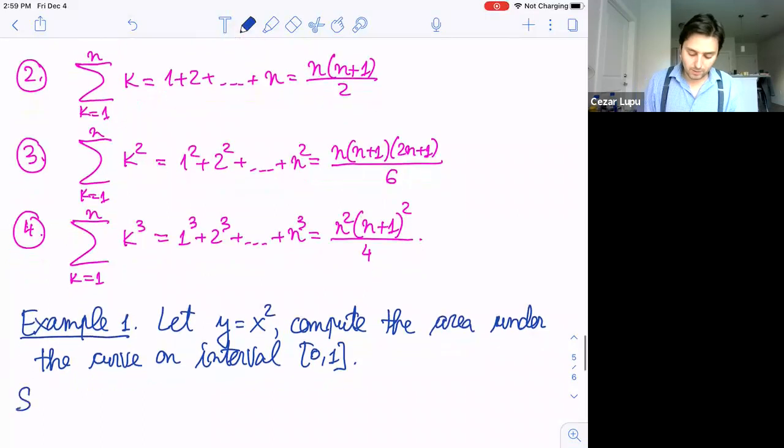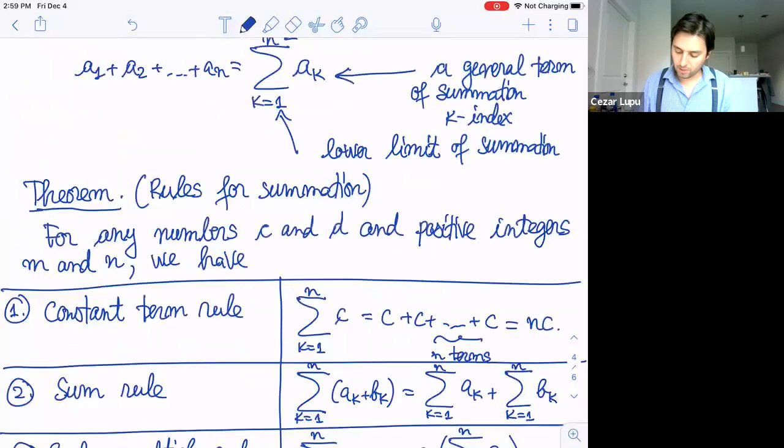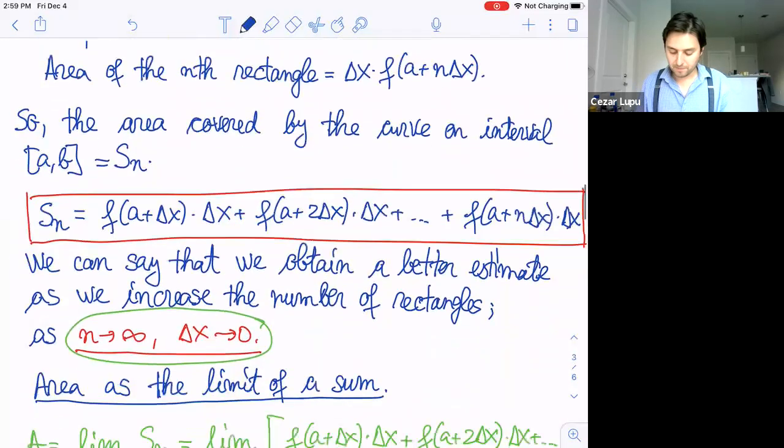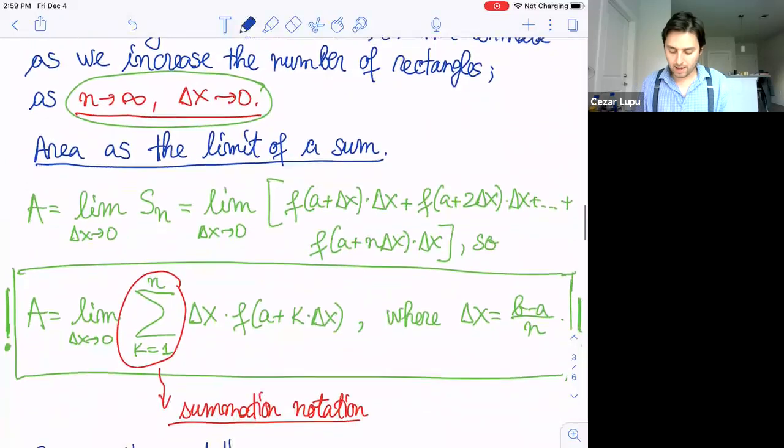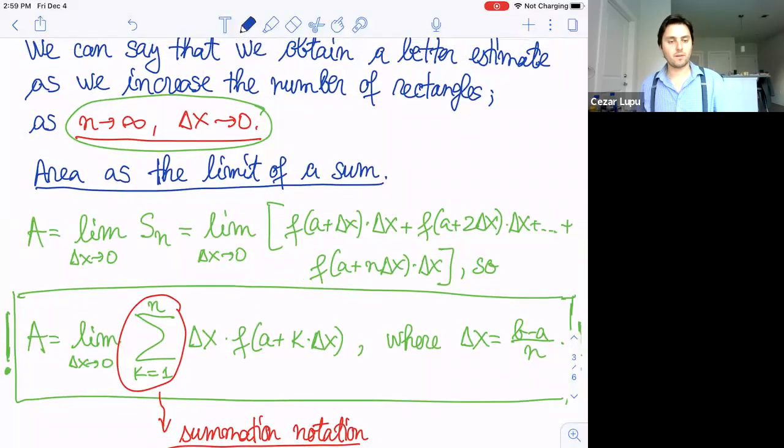All right, so how are we going to do it? Remember that the area had that formula. Let me go back to it. You see the area, it has this formula here. As you can see, we have the delta x times f of a plus k delta x, and we know that delta x is b minus a over n, and we sum up all these, and then we take the limit as delta x approaches 0. All right, so that's what we need to do, right?